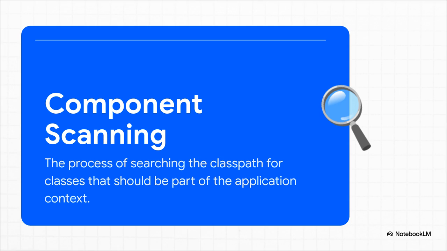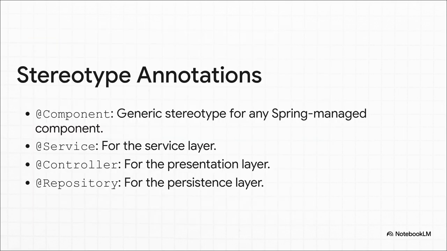So, instead of you having to list out every single bean in some XML file, you could just tell Spring, hey, go scan these parts of my project and just automatically find any class that I've marked as a special component. And these stereotype annotations were the markers you'd use. Think of them like labels. @Component is the generic catch-all label. But then you have more specific ones like @Service for your business logic, @Controller for your web layer, and @Repository for your database stuff. Suddenly, Spring could understand the architecture of your application just by reading these simple labels in your code.